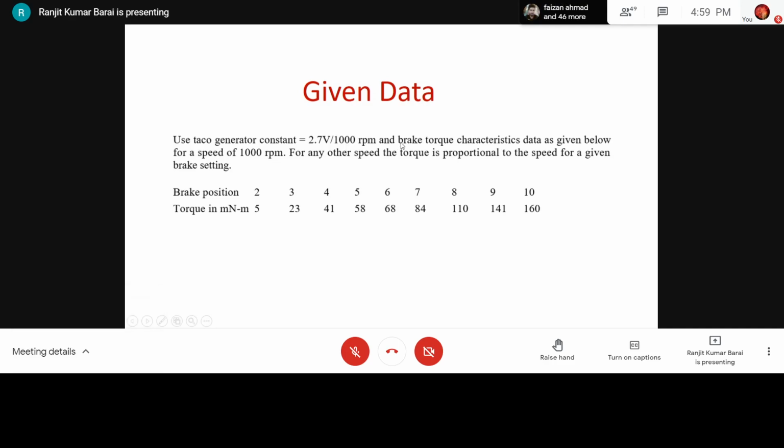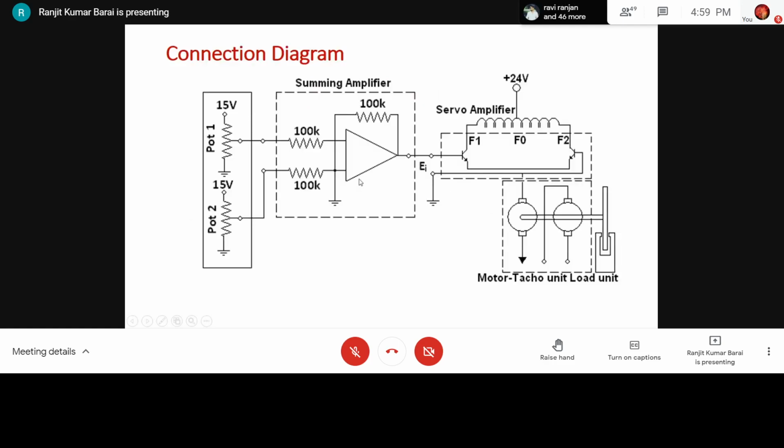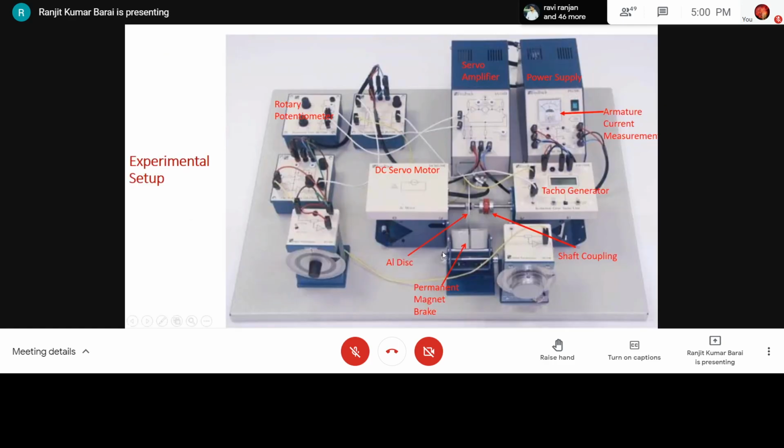Another one is the brake torque characteristic data, which is given for 1000 RPM. For any other speed, the torque can be calculated proportionately. For brake position, the eddy current brake is calibrated on this side as a number of positions from 10 to 0. 0 means no cutting of flux and 10 means maximum.